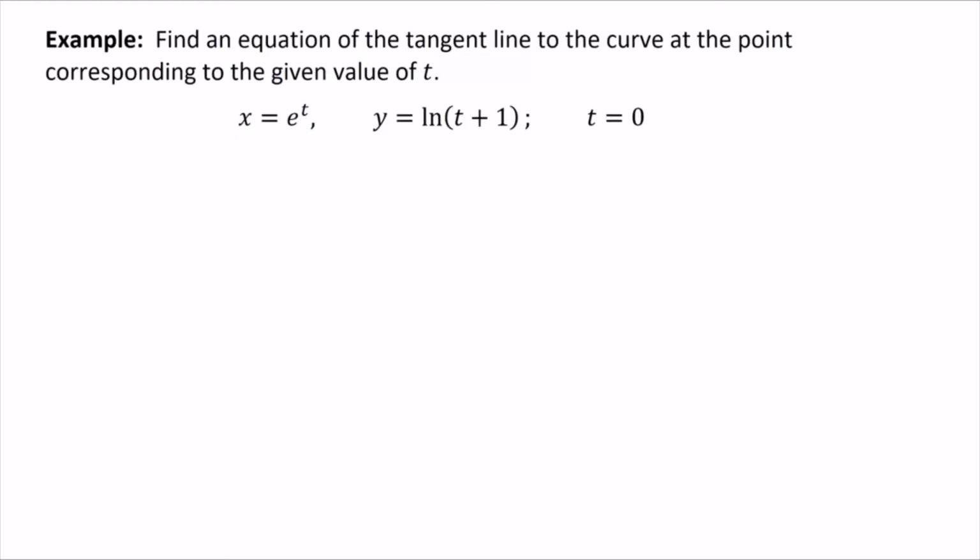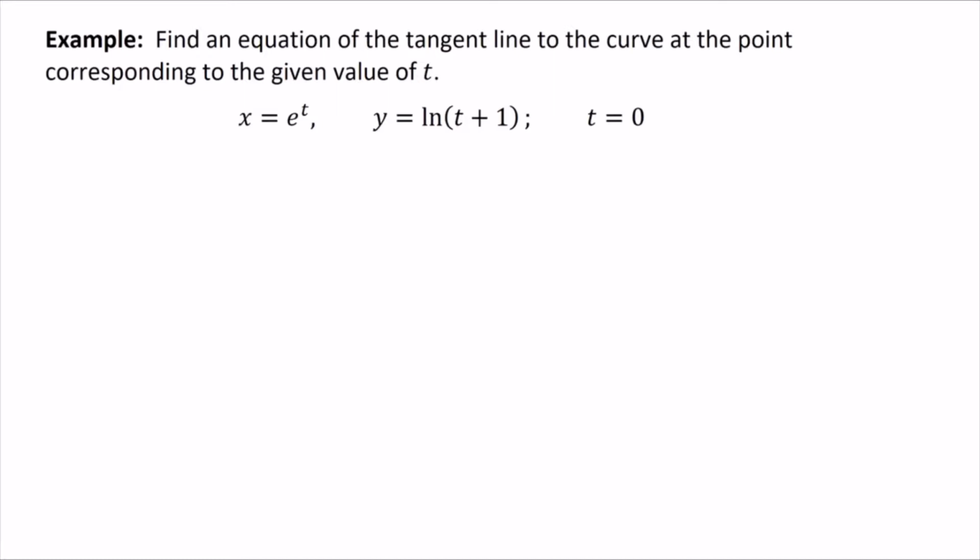In this example, we're asked to find an equation of the tangent line to the curve at the point corresponding to the given value of t. This is all for the parametric equation where x equals e to the t, y equals natural log of the quantity t plus 1, and where t equals 0.